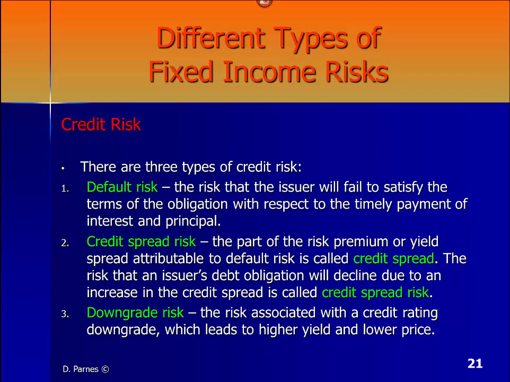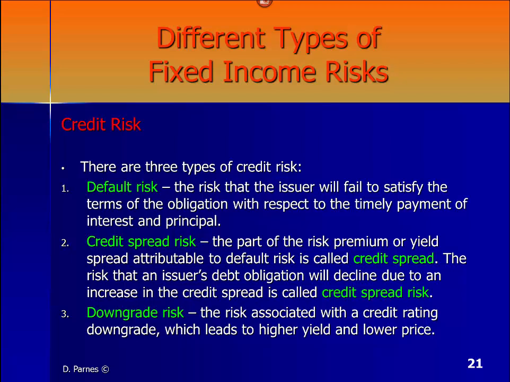The risk here is that the price of an issuer's debt obligation will decline due to an increase in the credit spread. Okay? So whenever the credit spread widens, meaning the gap between the return on your bond and the return on the treasury bonds increases, the higher the return, the lower the price. And obviously if you are not going to hold it until maturity and you have to sell it at a lower price prior to maturity, this is a risk. You might lose money.